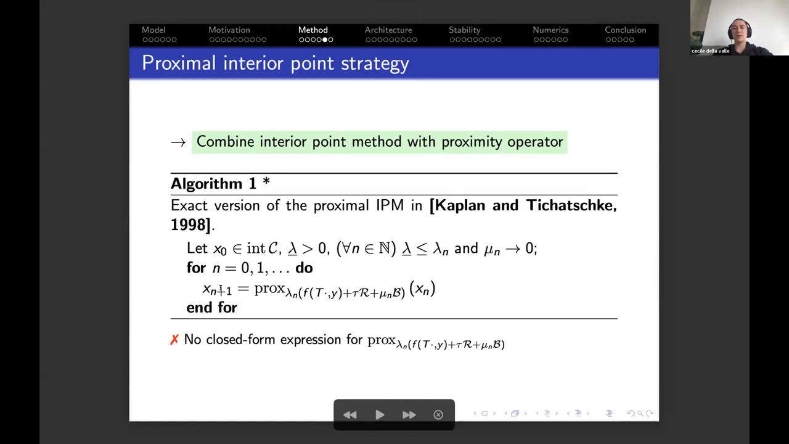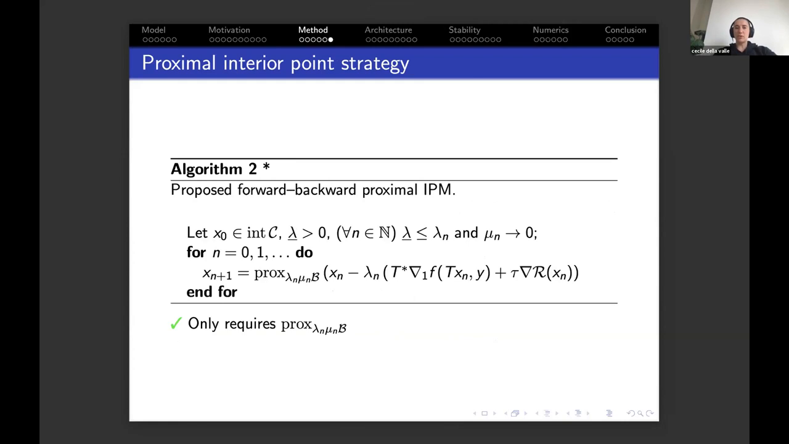I can define my iterates as the proximity operator of my function, but I don't have a closed form expression for this proximity operator. So what I do is I come back to the forward-backward proximal interior point method. I do a gradient descent on the differentiable part, and I only compute the proximity operator of the barrier.